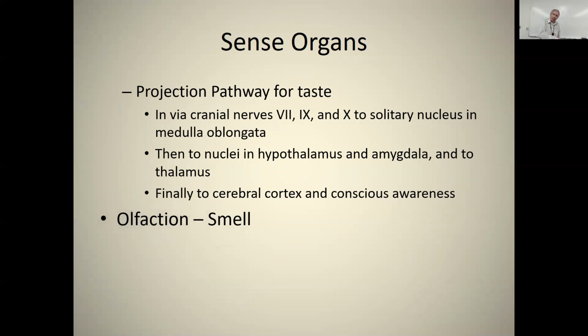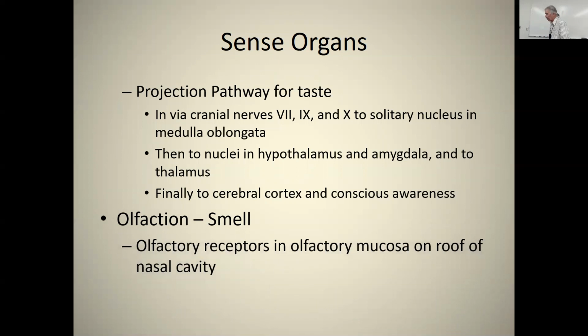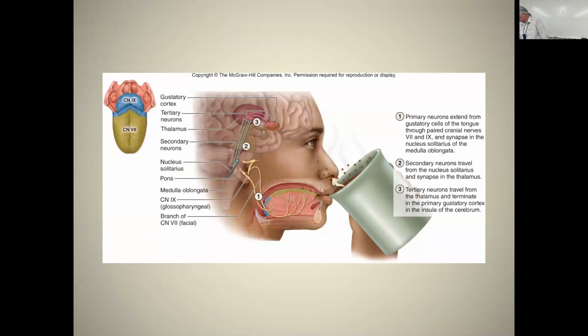Okay, then smell, olfaction. Olfactory receptors and olfactory mucosa are on the roof of the nasal cavity. Right? And these are really nerve cells, they're really brain cells. They're the only place your brain is really exposed to the external environment. And that's where certain things can infect your brain through that nasal epithelium, which we talked about before.